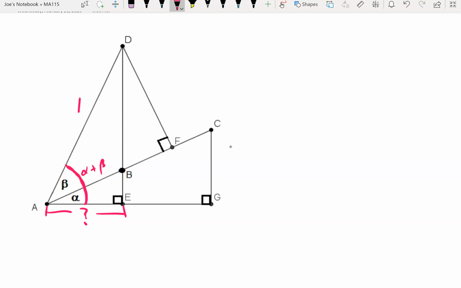What would be my relationship that I would write down in terms of cosine? Cosine of alpha plus beta equals x over 1. Okay, so if I call that x, it would be x over 1. No, x over 1 is just x, right? We agree? All right. So using this one right triangle I have here, the length of this side is cosine of alpha plus beta.